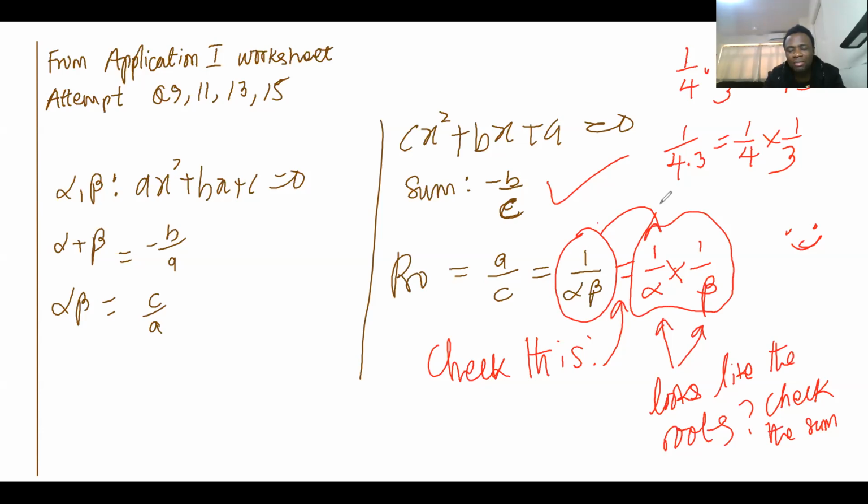No, as in how a over c goes to 1 over alpha beta. Does this make sense? Because alpha beta is c over a. Okay, cool. Thanks. This is from here, yeah, like that. Okay.